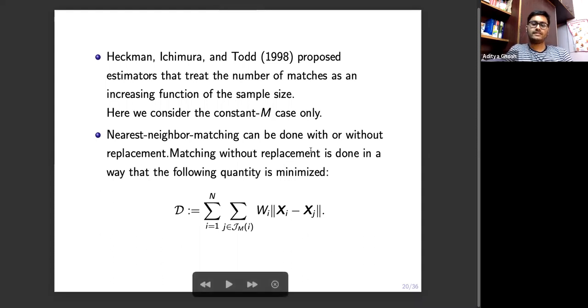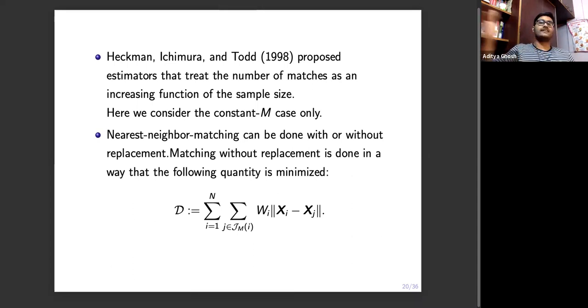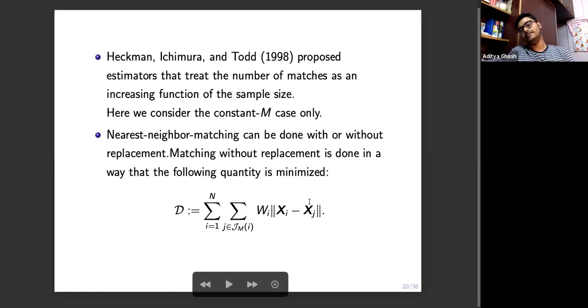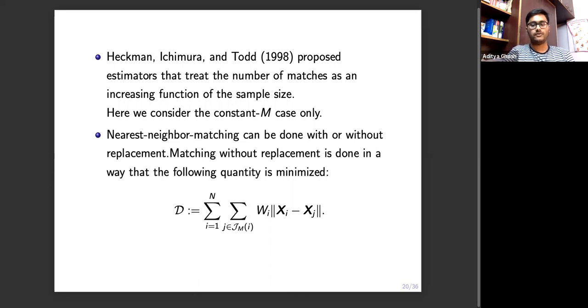Note that this quantity is basically the intercluster distances. So for each unit here, I am taking the distance of it to its neighbors in the other pool and just summing it up. So this is called the sum of discrepancies, and matching without replacement should be done in a way that this is minimized. Now, of course, this is an optimization problem, and that is a whole another issue how to do it.